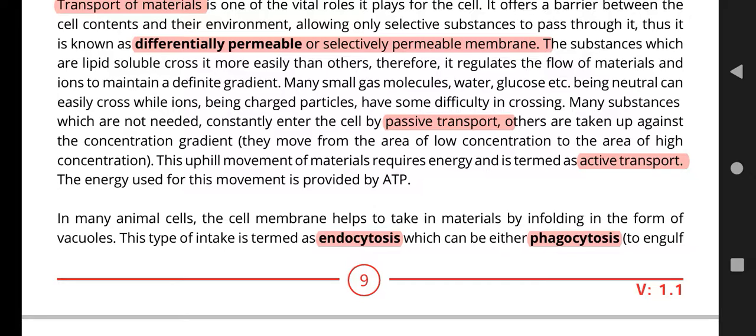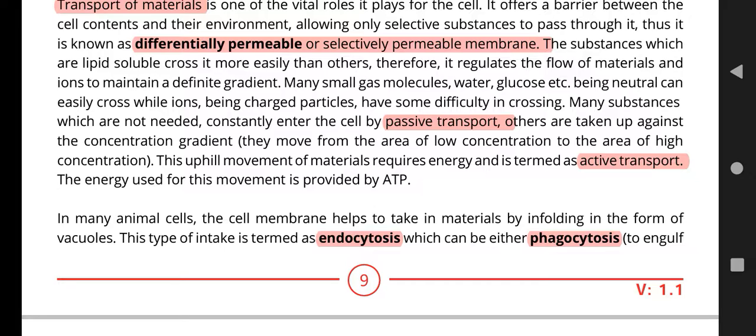Actually, passive transport is when there is no need of energy and the molecules move from high concentration to low concentration. And active transport means when substances move against the concentration gradient, or you can say uphill movement, and energy is needed in the form of ATP. It is called the active transport. There are many substances that move by passive transport, and many that move by active transport.